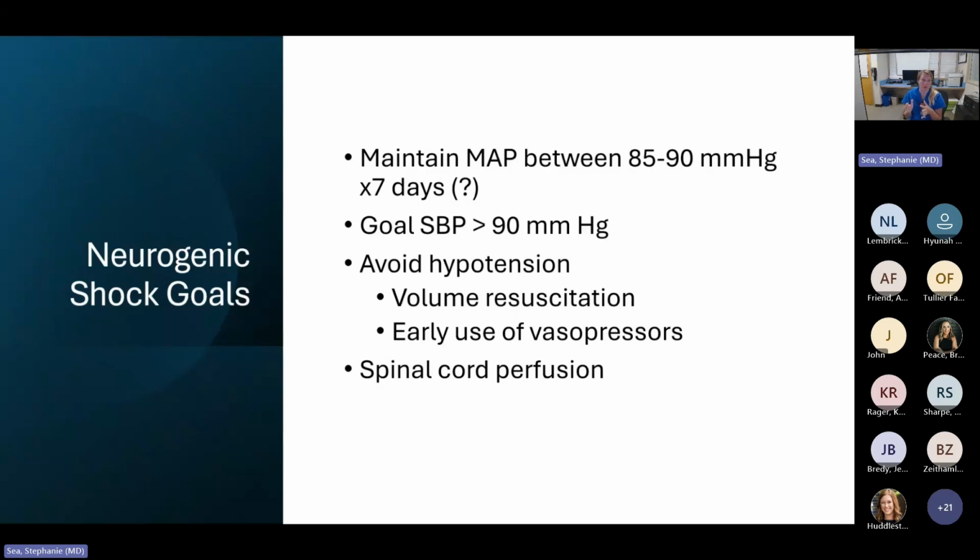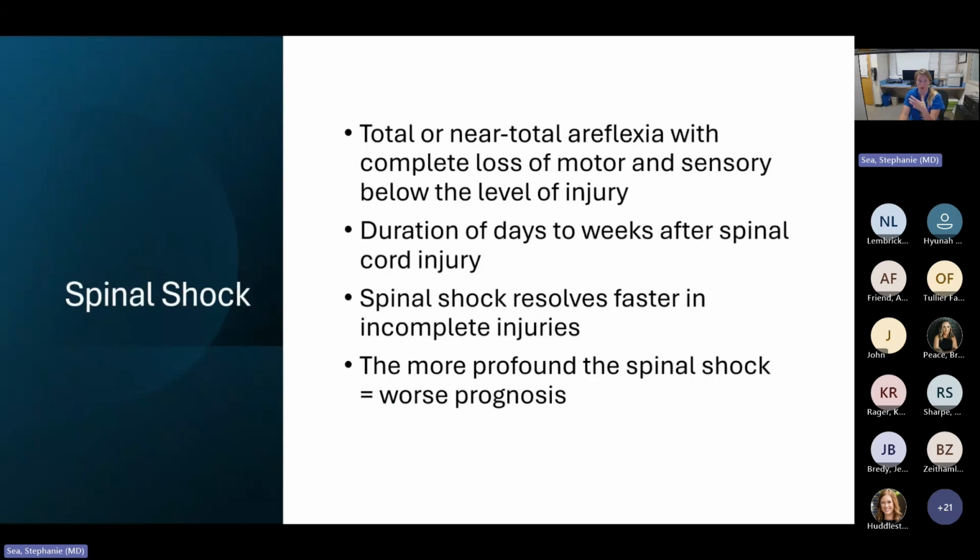So now people have gone more to keeping a goal systolic blood pressure above 90, keeping normotensive, if not a little bit higher if you can, and just avoiding hypotension. So again, early use of vasopressors, volume resuscitation. This is all to maintain spinal cord perfusion. So we're trying to reduce ischemia to that spinal cord and preserve as much function as we can for long-term, better, more function.